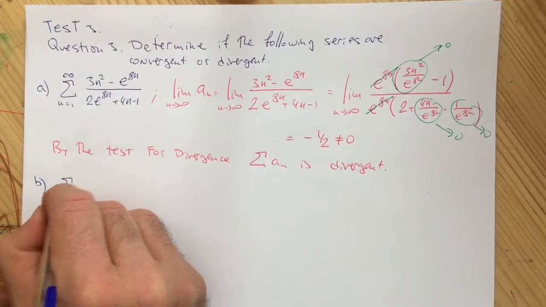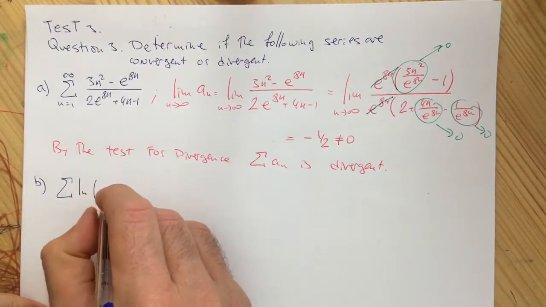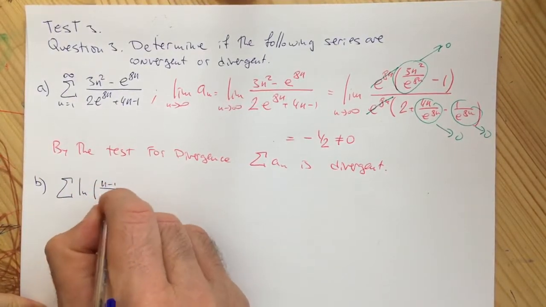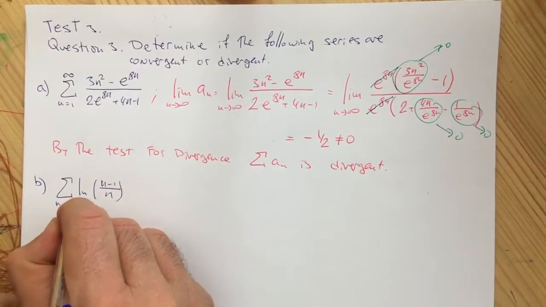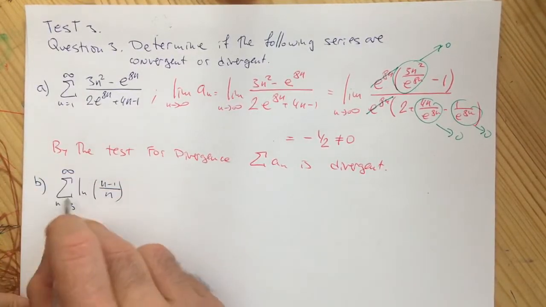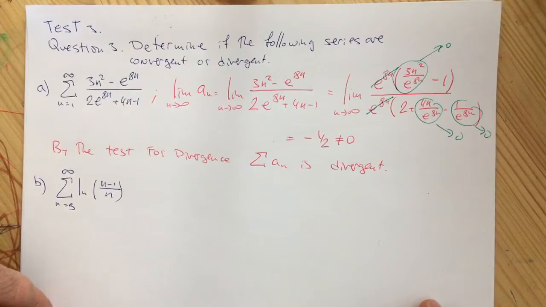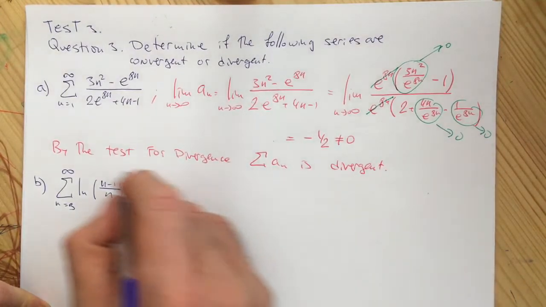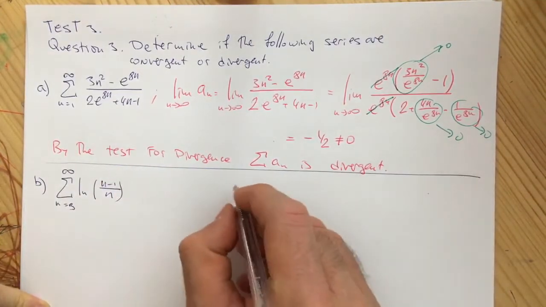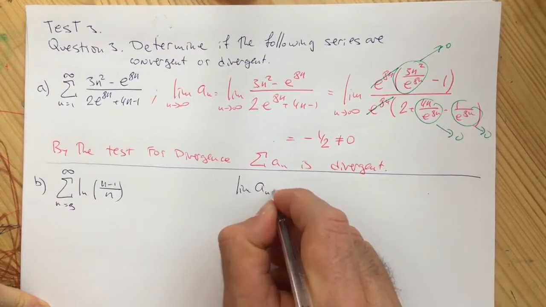Part B, the sum of ln of (n minus 1) over n. Of course, n starts with 3, and that will play a significant role in this particular question. Of course, you can do the test for divergence here and figure out what is going to happen with an.